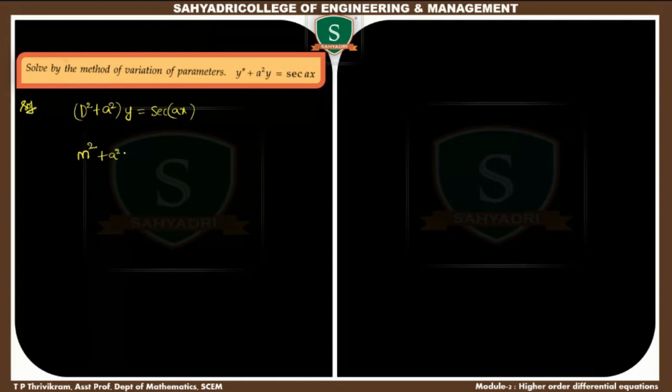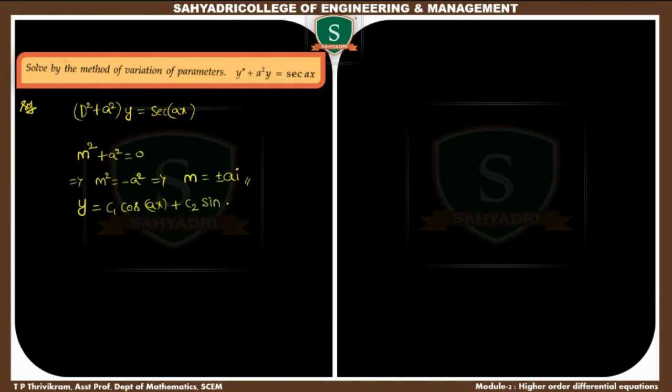So m square plus a square equal to 0 implies m square is equal to minus a square, which gives m equal to plus or minus ai. The root of a square is a, and with the minus under the root, we'll get a complex number. So therefore, yc, the complementary solution, can be written as c1 cos ax plus c2 sin ax.